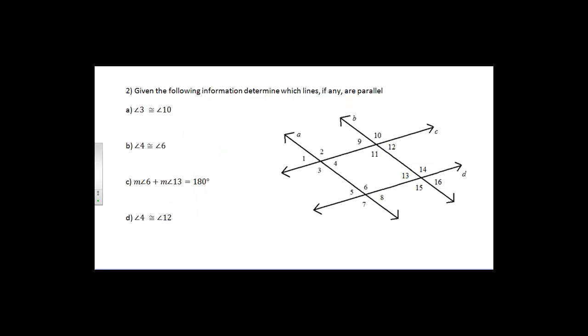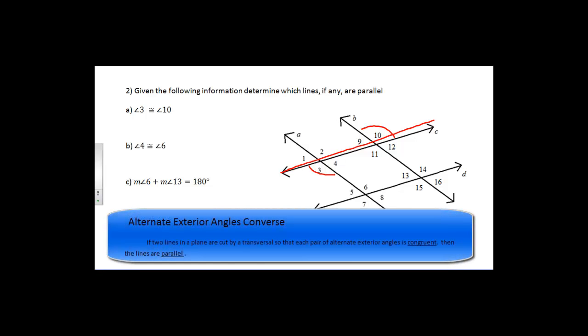Let's try the same thing again with a little more complicated picture. Example number 2, given the following information, determine which lines, if any, are parallel. Part A says angles 3 and 10 are congruent to each other. Well, angles 3 and 10 are both on transversal C, and they are alternate exterior angles. The converse of the alternate exterior angle theorem said if I have congruent alternate exterior angles, that would make my other two lines, in this case lines A and B, parallel to each other.